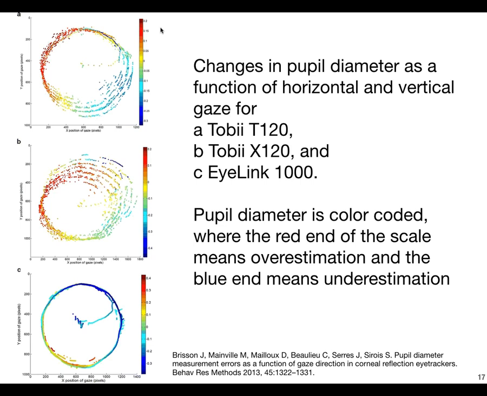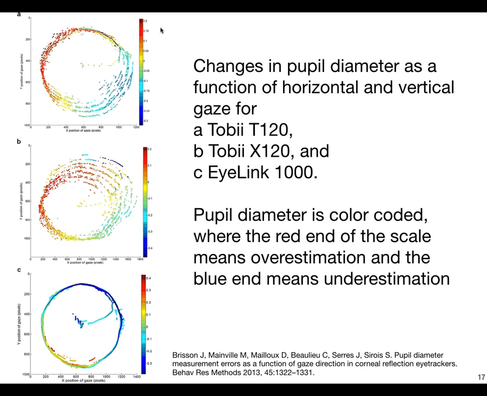So on the top here, we have a Tobii T120. This is like an older Tobii. In the middle here, we have a Tobii X120, so a slightly more updated model. And then on the bottom here, you have the iLink 1000. What you have here are changes in pupil diameter as a function of where they're looking at the screen. So what they actually do is they put up a circular target that moves around the screen at different locations. Anywhere that's red marks that the actual pupil size is larger than what it should be reported. Anywhere that's blue, it's recording it as being slightly smaller than it actually is. And then each dot represents where the actual eye was positioned while it was being sampled.